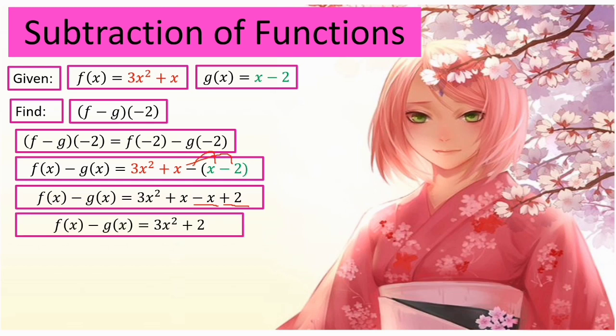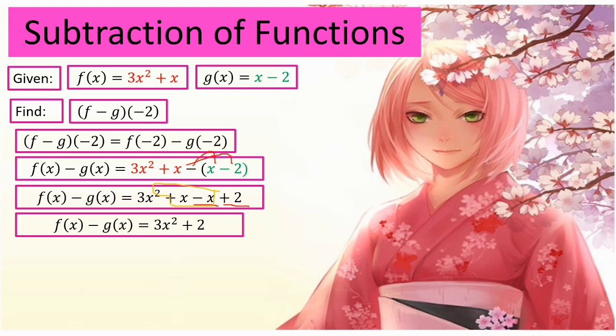Then, combine like terms. Okay, ang magiging sagot natin dito ay 3x squared plus 2. Kasi, we combine x minus x. X plus x minus x is equal to 0. So, cancel na yon, magiging 3x squared plus 2.